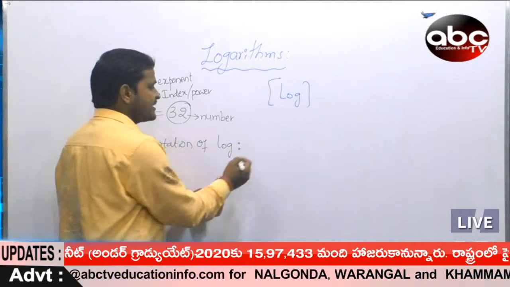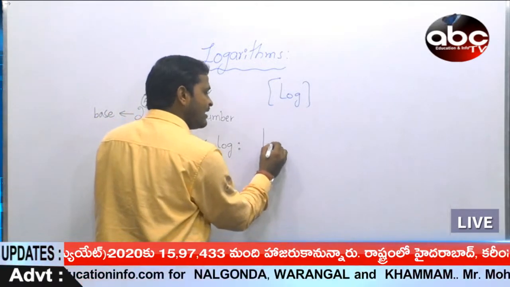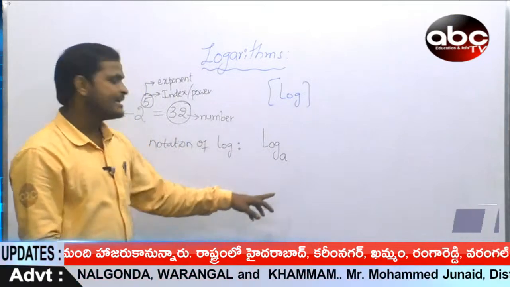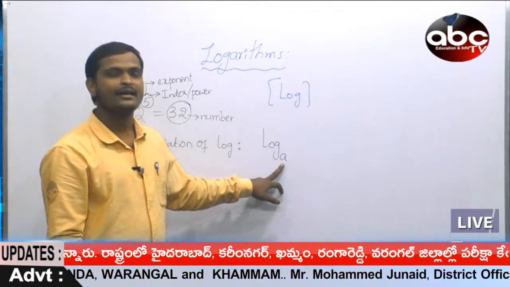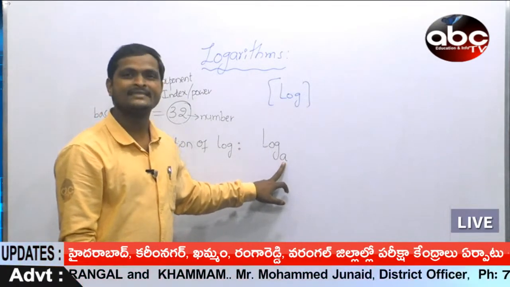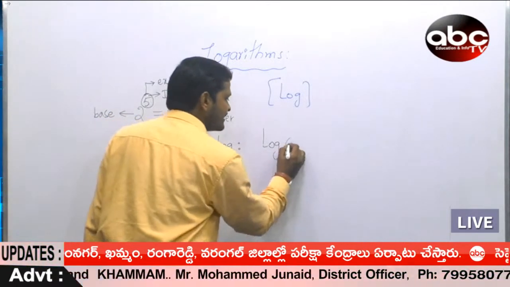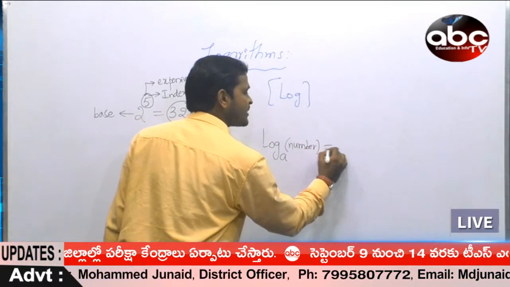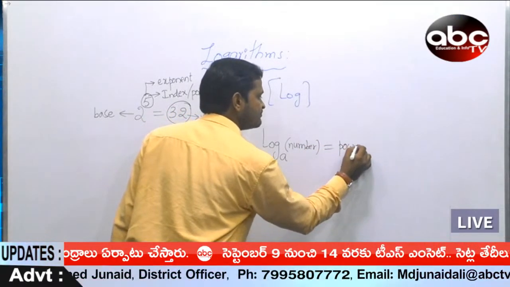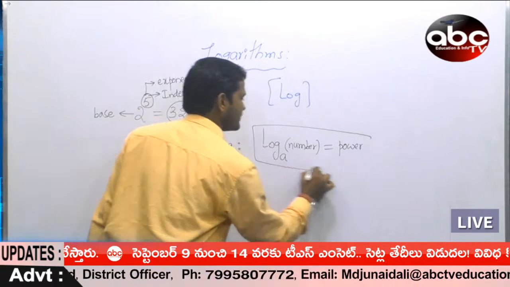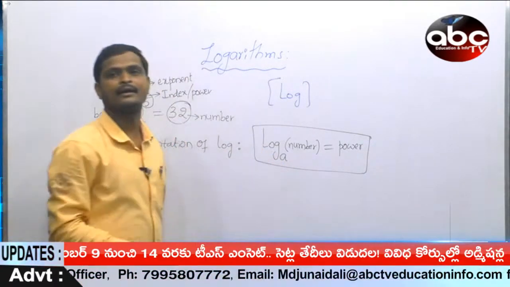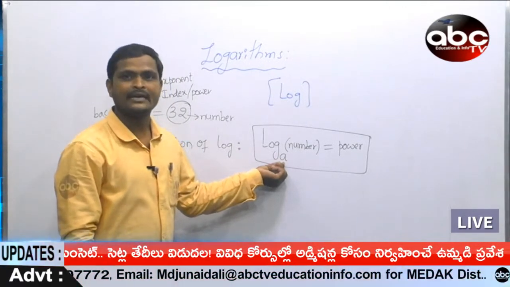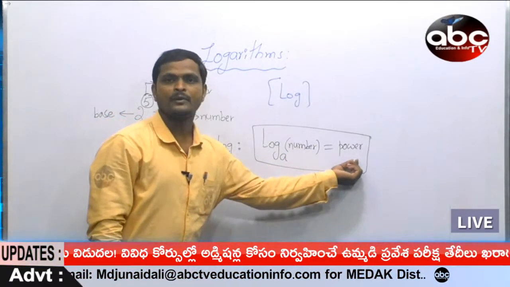Then the notation of logarithm is, it is very important students. You can write log to the base A, where A is any real number, log to base A of number, is equal to power. Notation of logarithms: log to base any number A of a number is equal to the power.